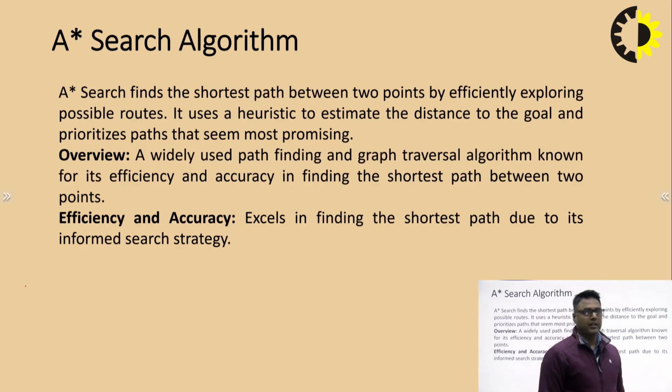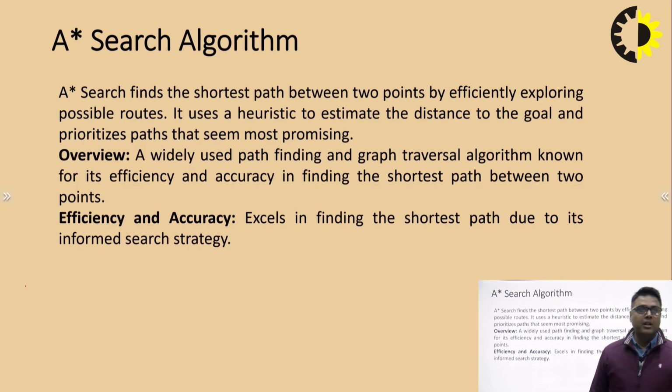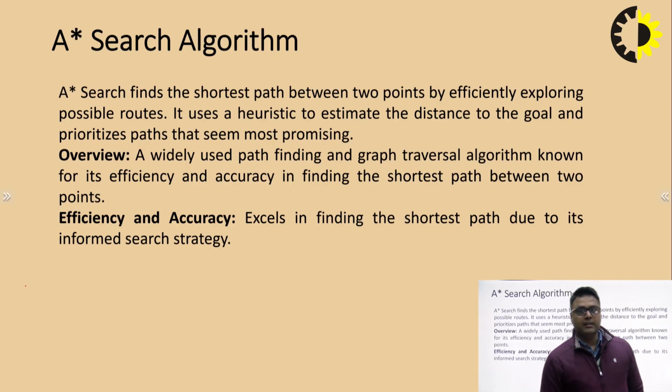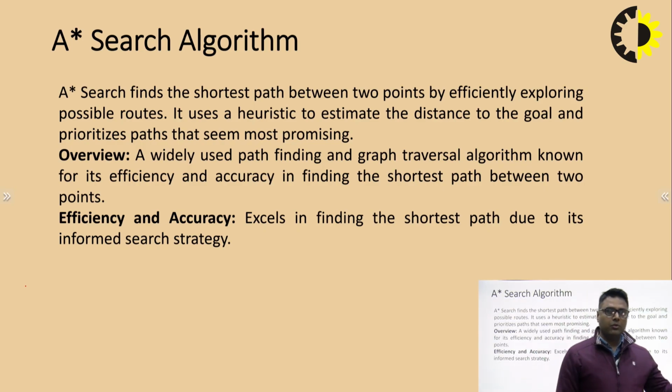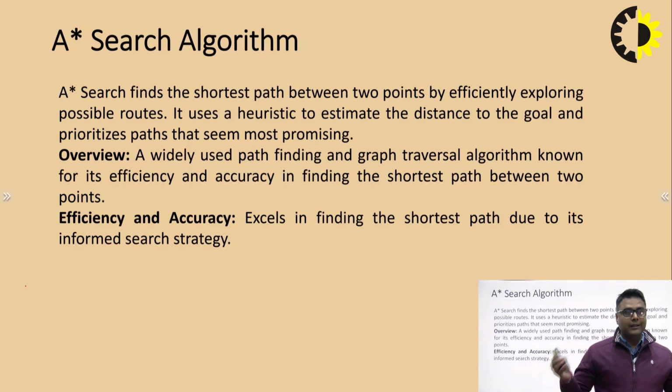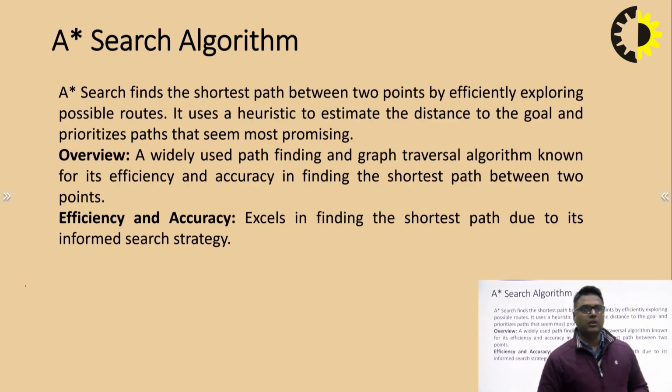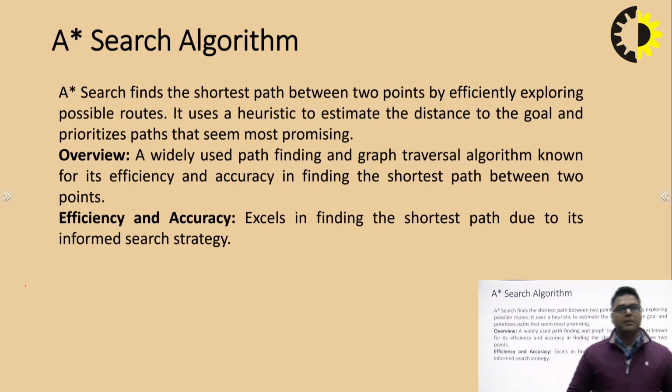What is the A star search? A star search basically finds the shortest path between two points by efficiently exploring possible routes. That means a start node and a goal node. The minimum path connectivity between both nodes is found through the A star search algorithm. It is also called optimal, it provides the optimal solution. Most of the time it is called an admissible solution. It uses the heuristic to estimate the distance to the goal and prioritizes the path that is the most promising.